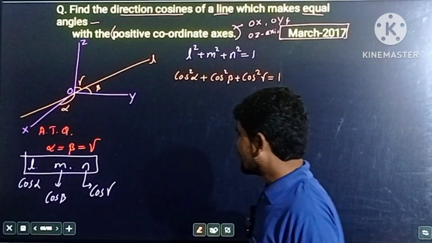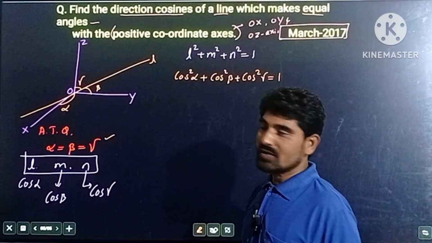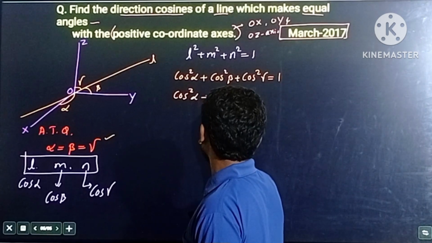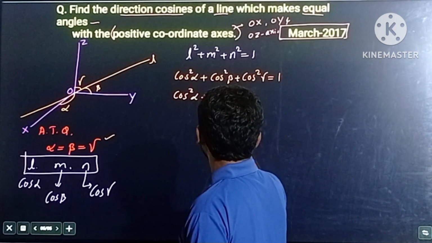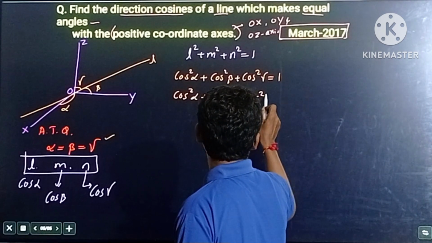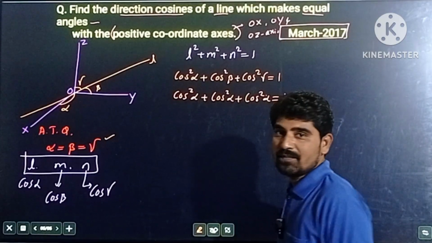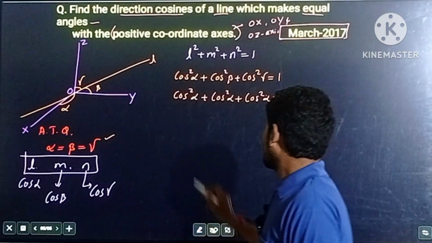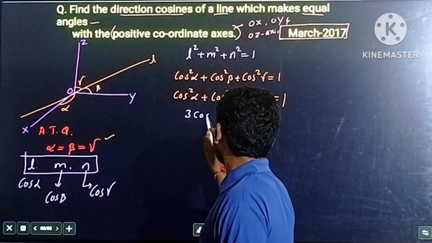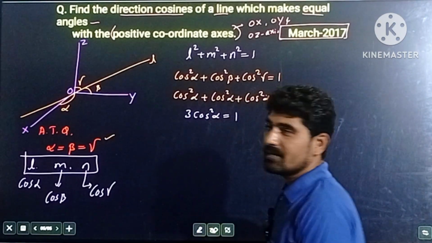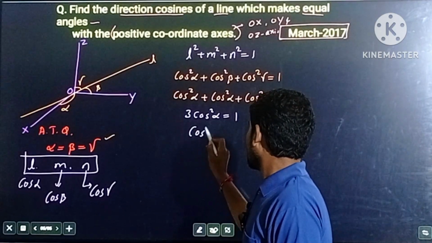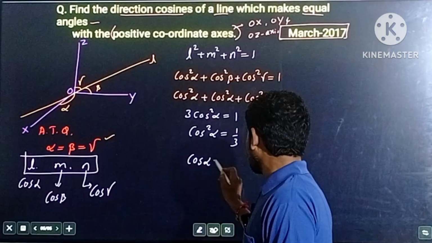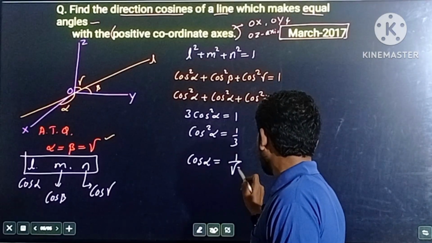In this question, it is given that alpha is equal to beta is equal to gamma. Therefore, the above equation can be written as cos square alpha plus cos square alpha plus cos square alpha, because alpha is equal to beta is equal to gamma. Cos square alpha plus cos square alpha plus cos square alpha is equal to 3 cos square alpha, which is equal to 1. Hence, cos square alpha is equal to 1 by 3. Therefore, cos alpha is equal to 1 divided by root 3.